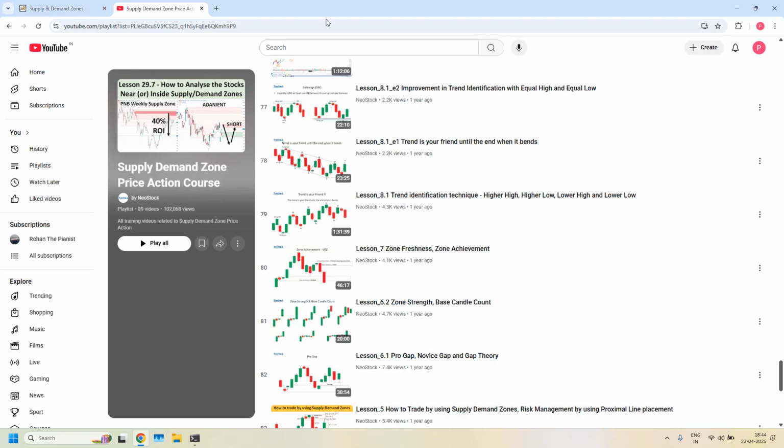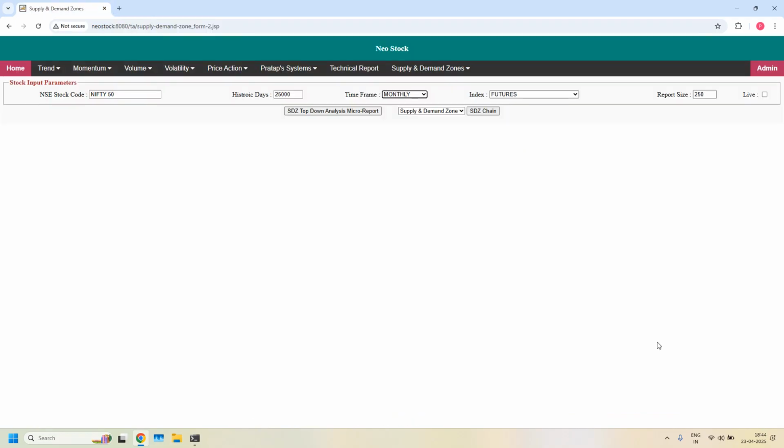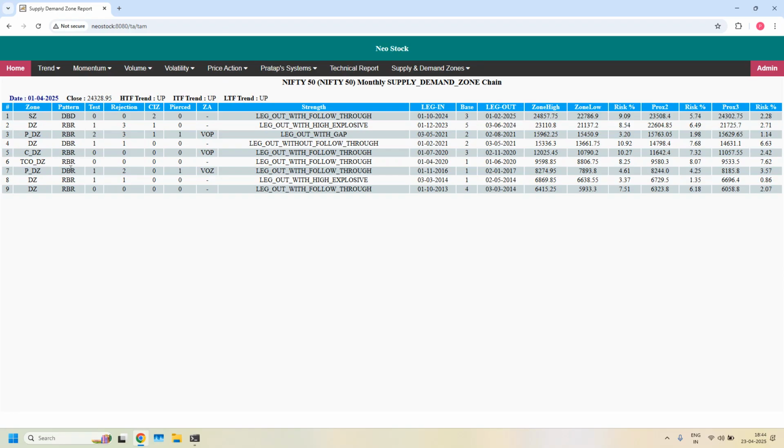Now let's get into the report generation. First I am going to generate NIFTY and BANKNIFTY supply demand zone chain. So starting with NIFTY, monthly time frame, generating monthly supply demand zone chain for NIFTY. This is a NIFTY monthly supply demand zone chain.